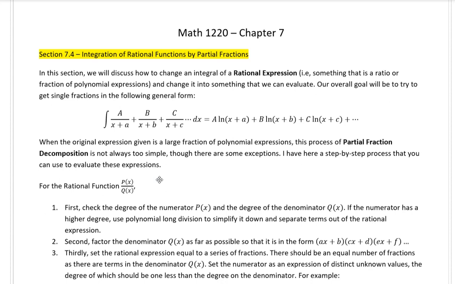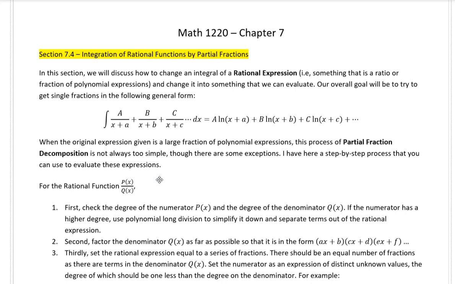In this video, we're going to be going through section 7.4, Integration of Rational Functions by Partial Fractions. Okay, so kind of like what we did in 7.1, what we're going to introduce is a new way of dealing with integrals. Instead of dealing with U substitution in a very interesting way, what we're going to deal with is how do we deal with rational expressions, i.e. ratios or fractions of polynomials.